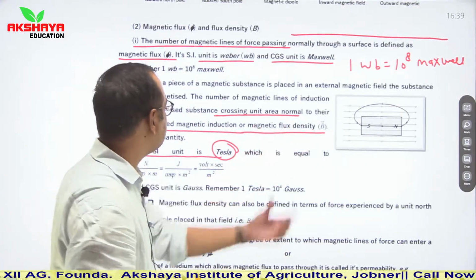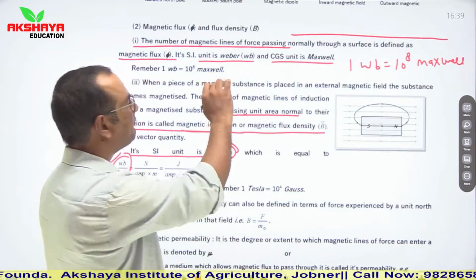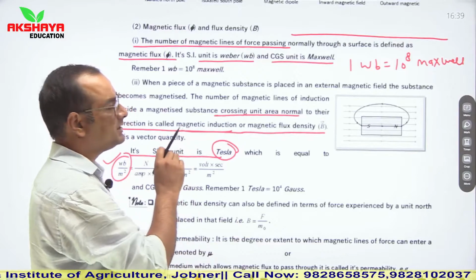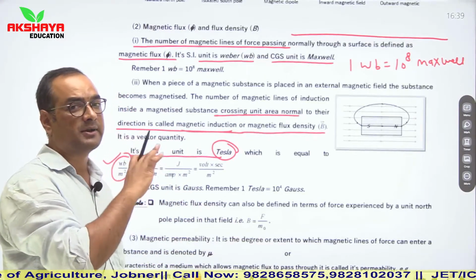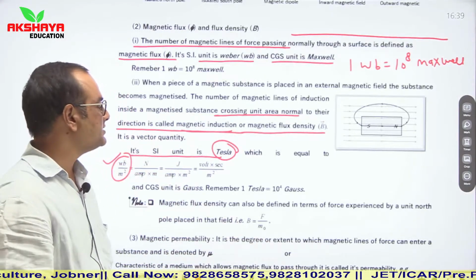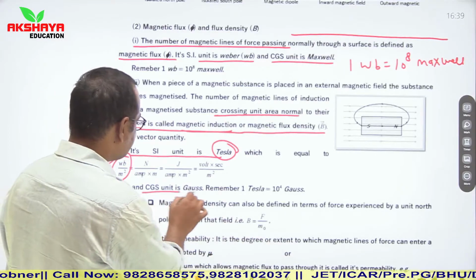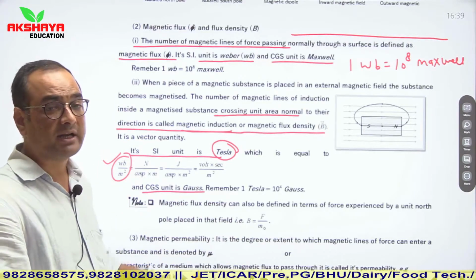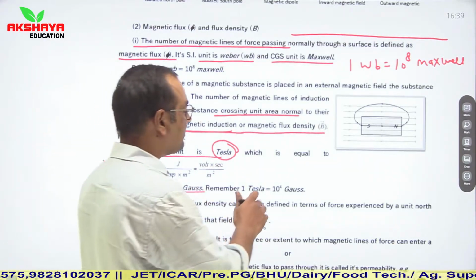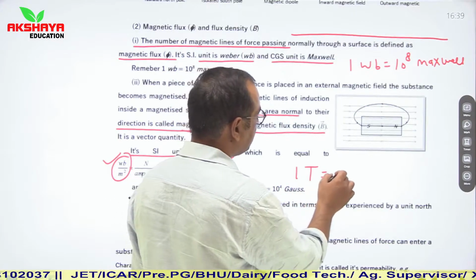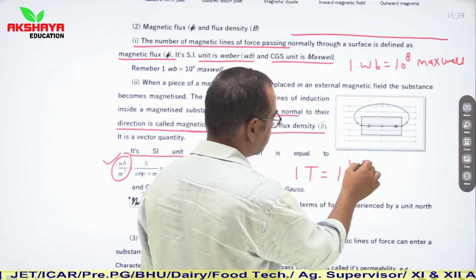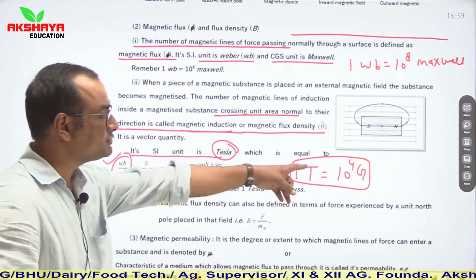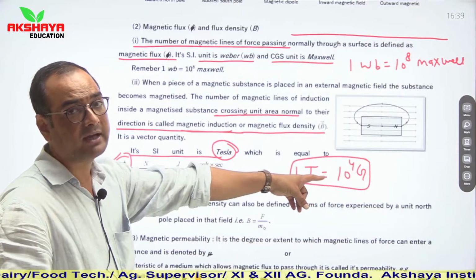So magnetic flux density, magnetic induction or magnetic field, these all three are similar words. We can say this is simply magnetic field intensity. The CGS unit of magnetic field intensity or magnetic flux density is Gauss. If we establish a relation between Tesla and Gauss, then 1 Tesla is equal to 10 to the power 4 Gauss. Gauss is the CGS unit of magnetic field or magnetic flux density.